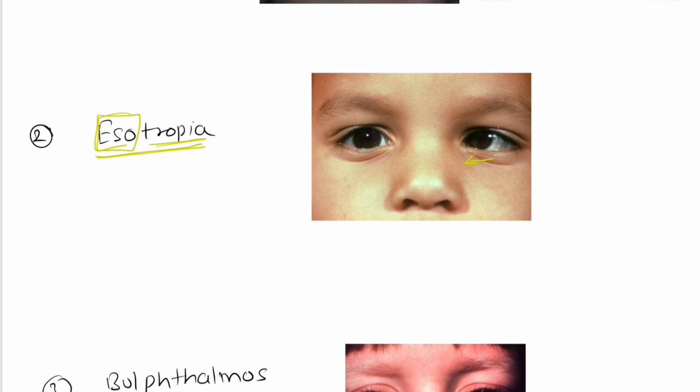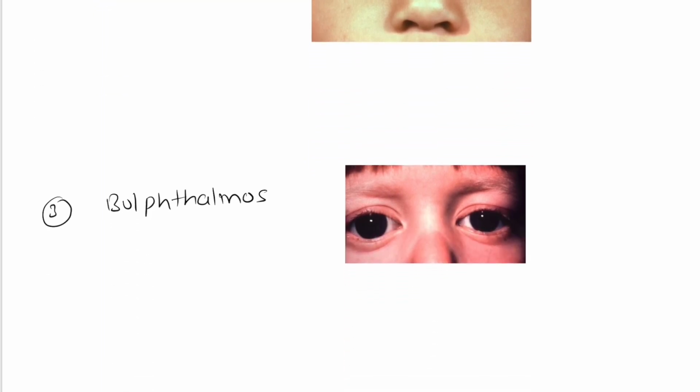And the third most common sign is buphthalmos due to secondary glaucoma. You can see these both eyes are very big in size now. The eyeball must be enlarging, or this eye is coming out. You can see that, but this is due to secondary glaucoma.